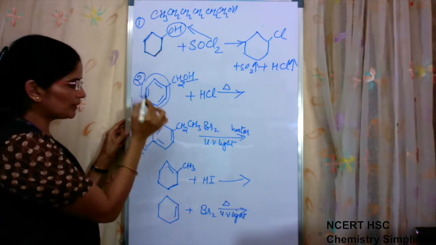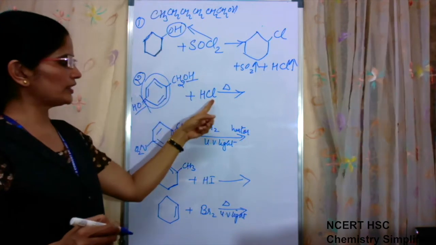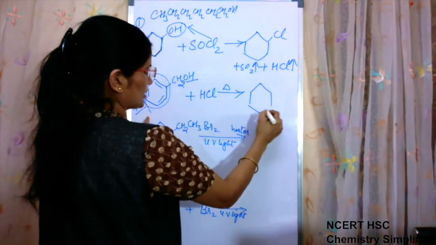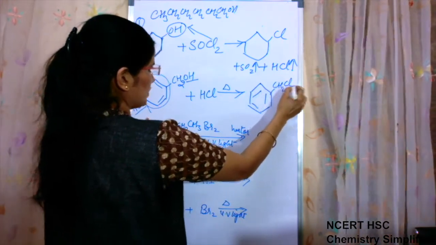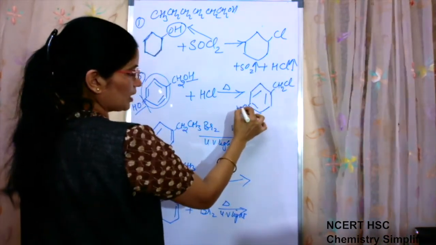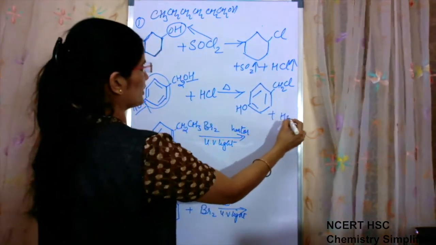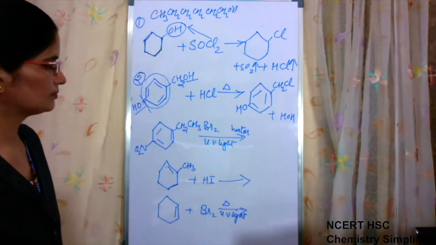So this bond does not break. That is why OH will be substituted with Cl, but only the one which is attached to CH2, giving CH2Cl. This OH will remain unaffected, and the product will be this. The byproduct will be HOH. Okay?